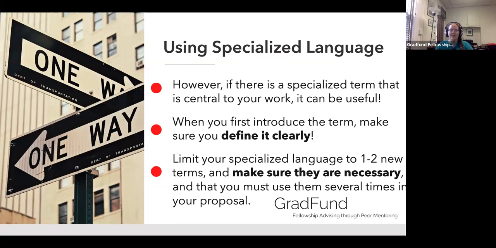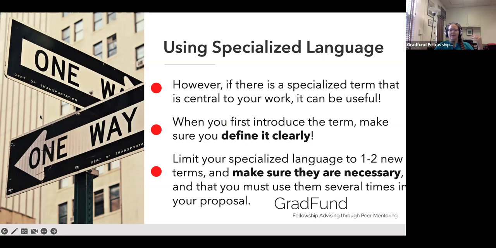But on the other hand, if you're going to use a term many times, if it's going to come up over and over again, then that's a really central term. You should define it. It will make things easier, and it will also make things more specific and clear. So in those situations, you should define it.